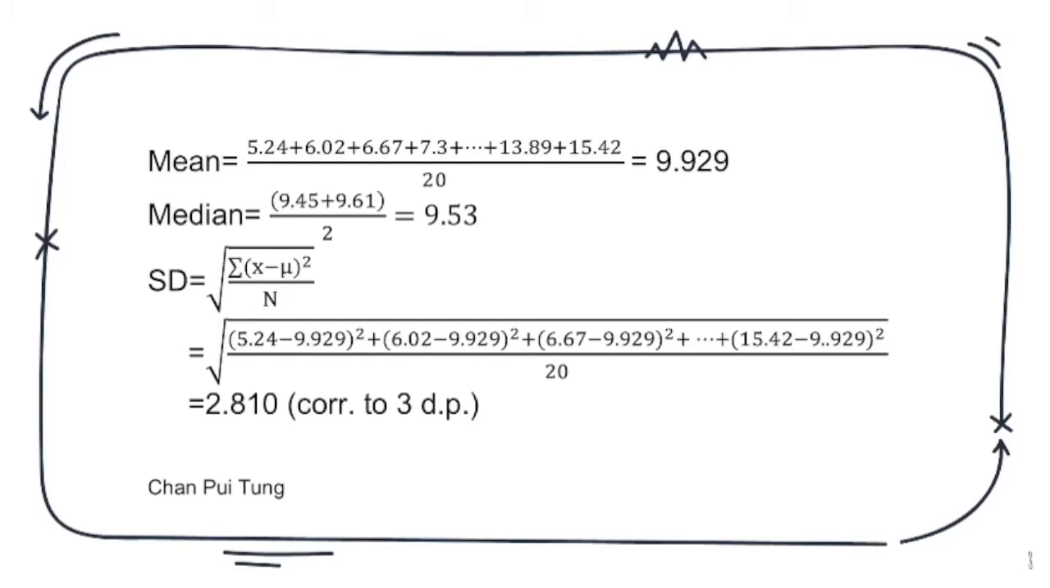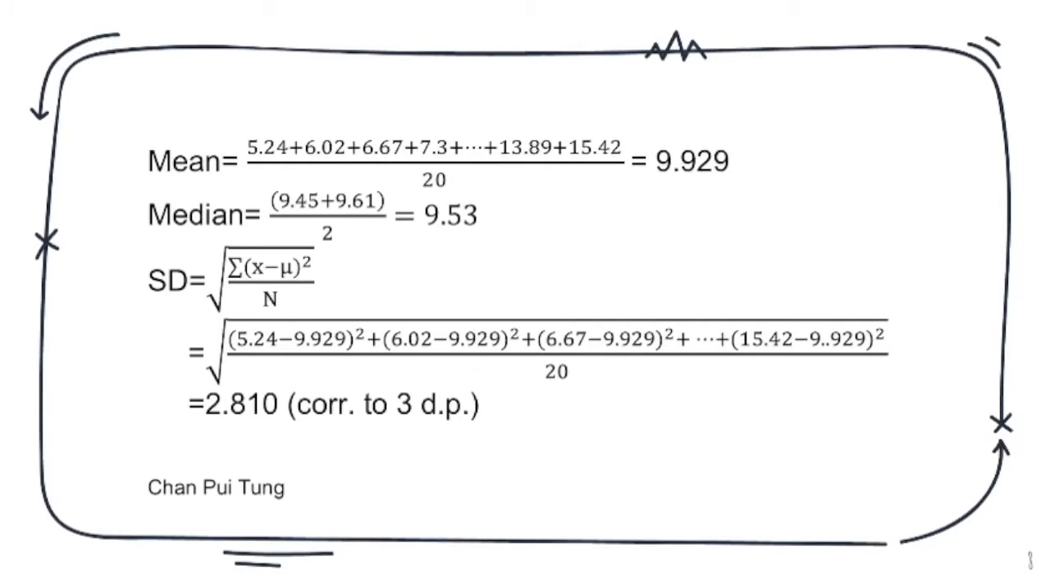And then the median is the middle number of the data set. So we divide the number of data by 2, and we'll find that it is 10. But 20 is an even amount of numbers. So it means that it is not a middle number, but actually a middle pair of numbers. So we need to add up the 10th and the 11th data and divide by 2, which is 9.53.